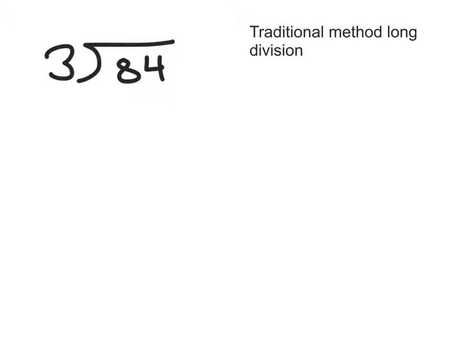So, what do you think that would be? Well, if you guessed 2, you'd be right, because I know that 3 times 2 equals 6. So I write my 6 down here underneath the 8, and then I subtract: 8 minus 6 equals 2.